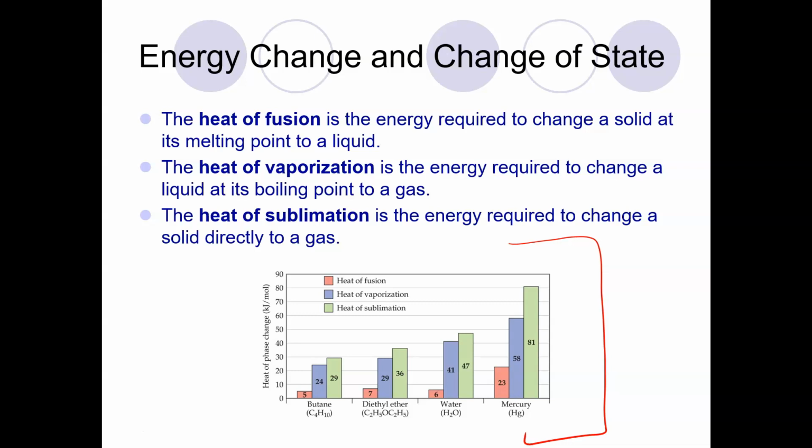Okay, so it takes energy for these things to happen. If you were going the other direction, if instead of vaporizing, going from liquid to gas, you're going from gas to liquid, all that would change was these numbers would be negative.